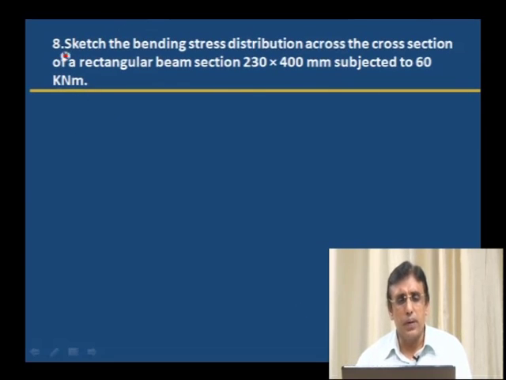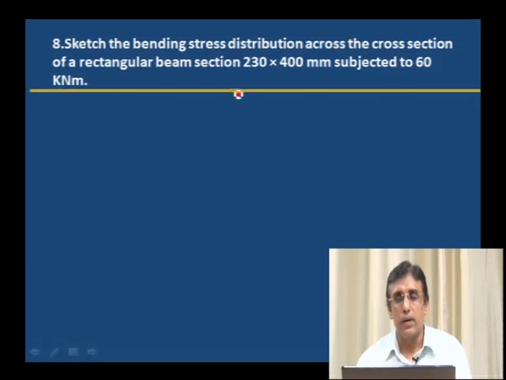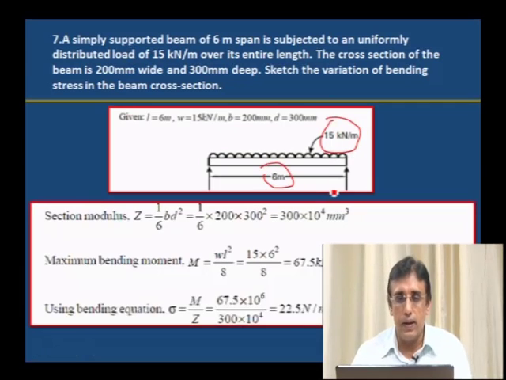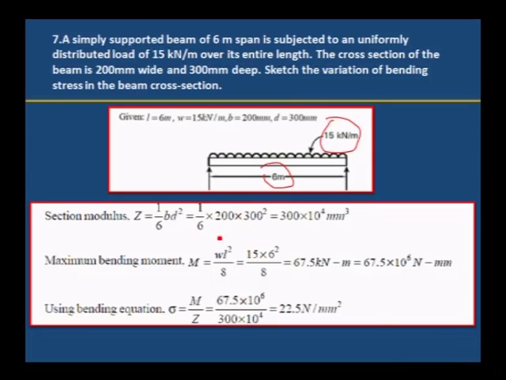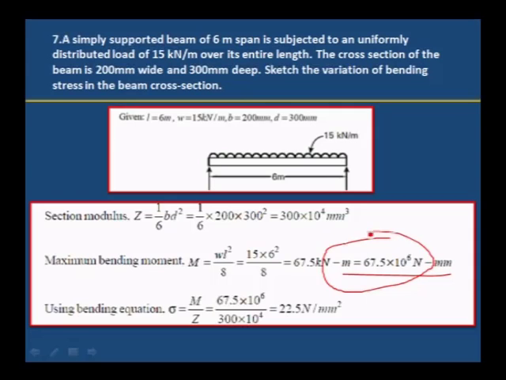Let us take one more example. Sketch the bending stress distribution across the cross section of the rectangular beam 230 into 400 mm subjected to 60 kilonewton meter. In this problem, the moment is given. In the previous problem, the moment is not given. You can observe the difference between the previous problem and this problem. Here, the load and the span were given, and from the span and load we determined the moment as WL square by 8. By using the formula for maximum bending moment, we determined the moment. This value is already given in this problem.